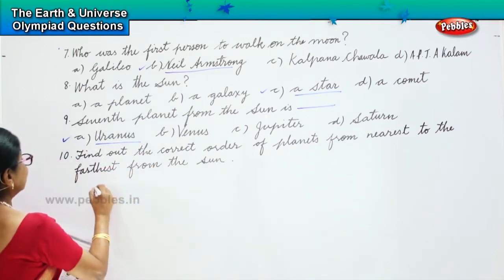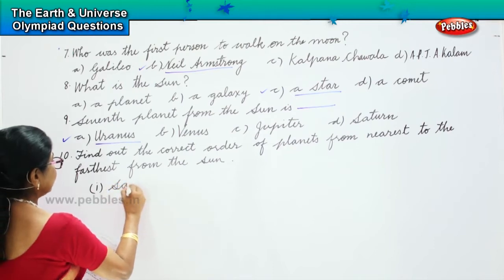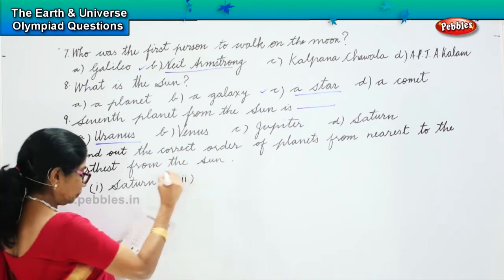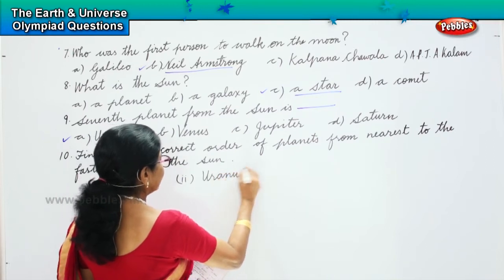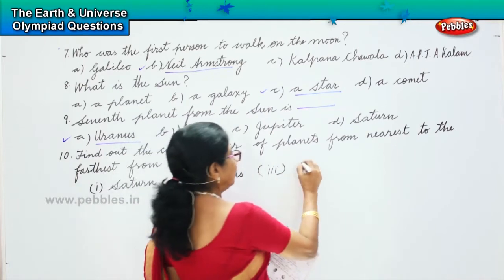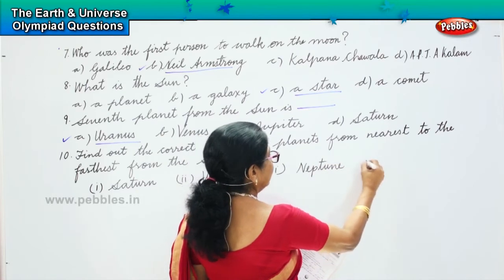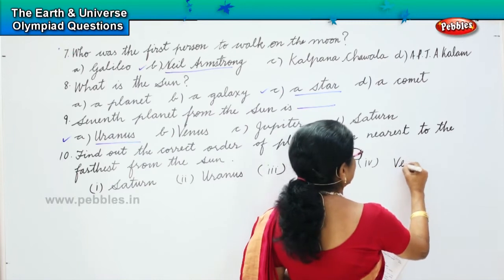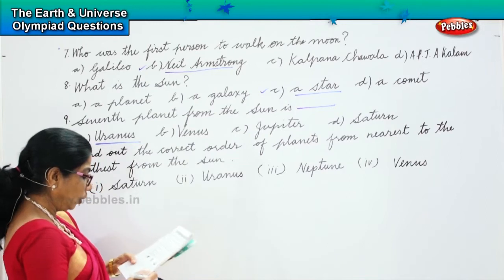And we have here 1, Saturn, 2, Uranus, 3rd, Neptune, and 4th one is Venus. So we have 4 planets and we are supposed to put them in order.